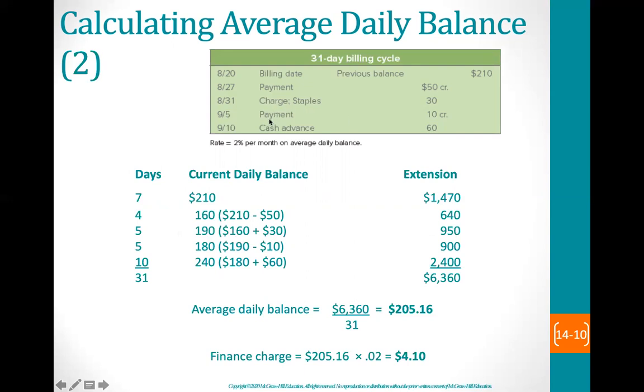Then she made a payment of $10. So her balance went down to 180. The previous balance of 190 minus 10, and it stayed the same for 5 days. 5 times 180 is 900.